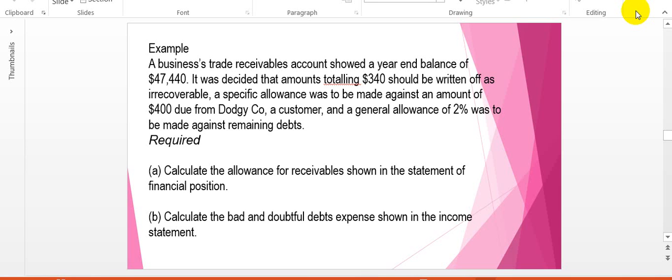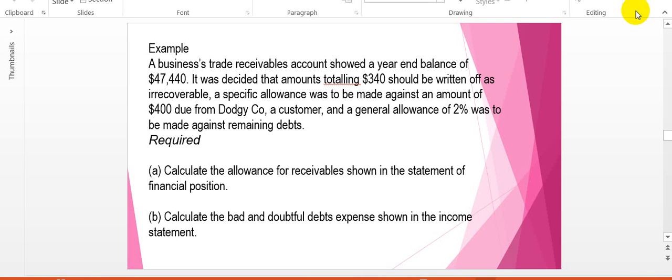We continue with our question. In this question, a business trade receivables account showed a year-end balance of 47,440. It has been decided that amounts totaling 340 should be written off as bad debts. The specific allowance was to be made against an amount of 400 from DECO, and the general allowance of 2% was to be made against the remaining bad debts.